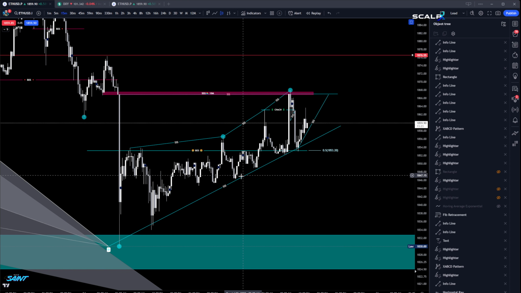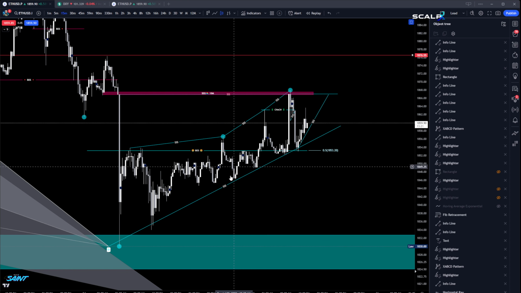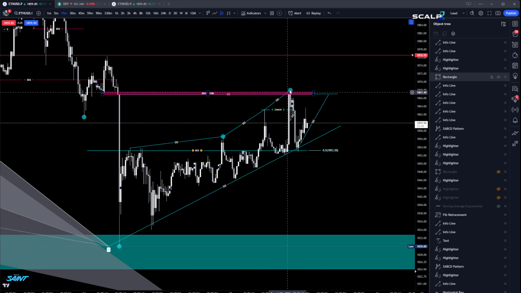Could have turned into a scalp. This is not a swing. We all know this is not a swing. More likely, you should have had an exit somewhere around here, right on your order block.